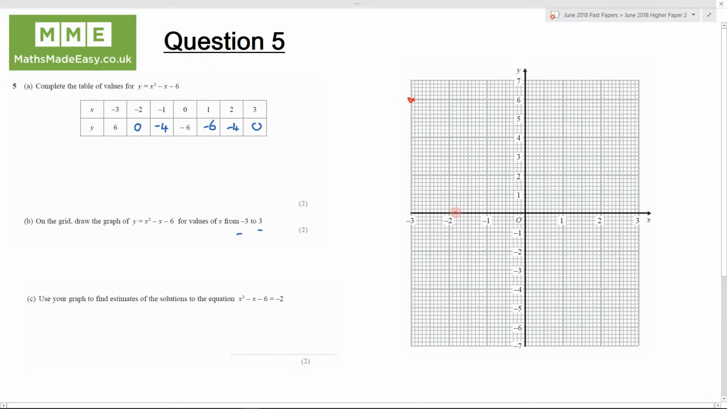When x is minus 2, y is 0. When x is minus 1, y is minus 4. When x is 0, y is minus 6. When x is 1, y is minus 6. When x is 2, y is minus 4. And then 3 is 0 again.